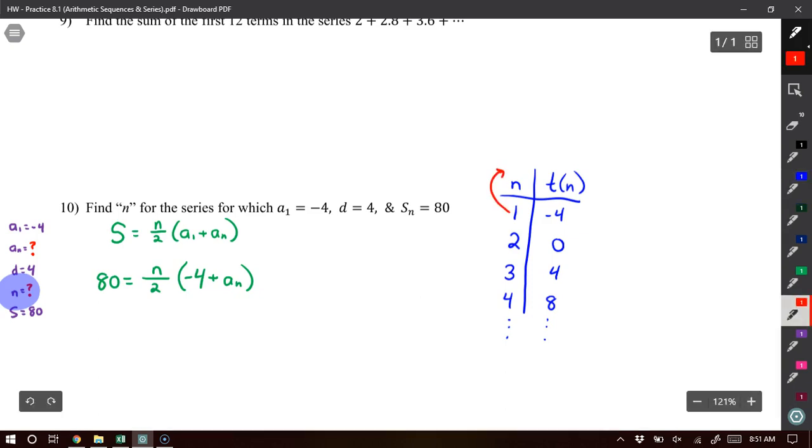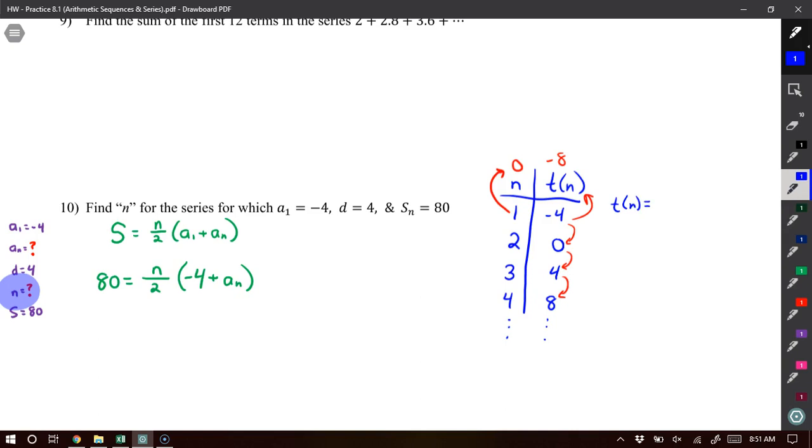What is my zero term for this? If I'm adding 4 to go this direction, then I'm going to subtract 4 to go this direction. So my zero term is -8. So the equation for the sequence is t sub n. Your difference is kind of like a slope, it's 4n plus your zero term, so 4n minus 8. That is the formula for the arithmetic sequence.